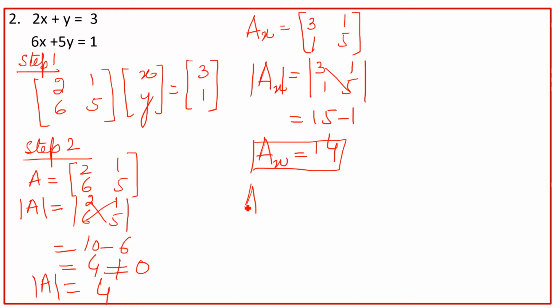Same thing now for a of y. These two represent x and these two y. So instead of y, now I will write down 3 and 1. X will remain the same, but for y I will write down 3 and 1.